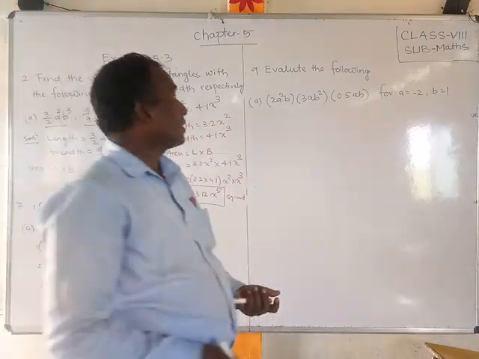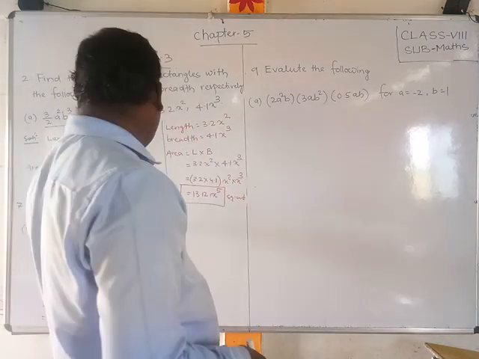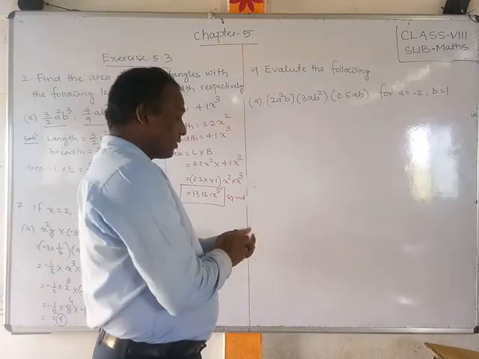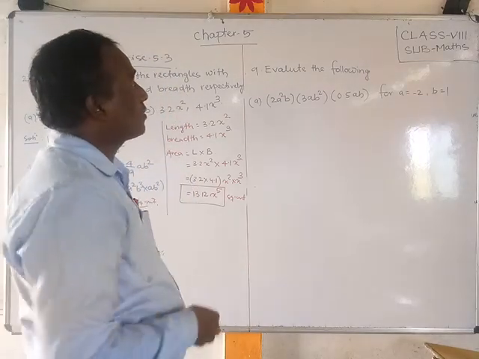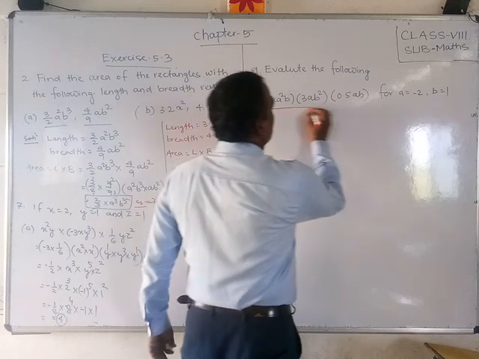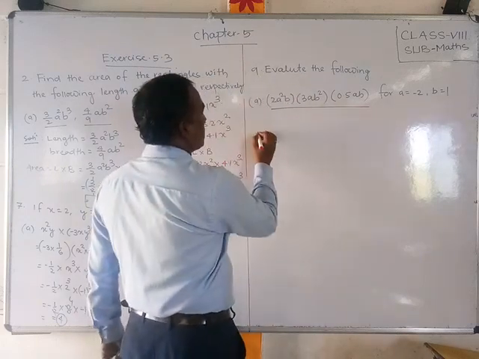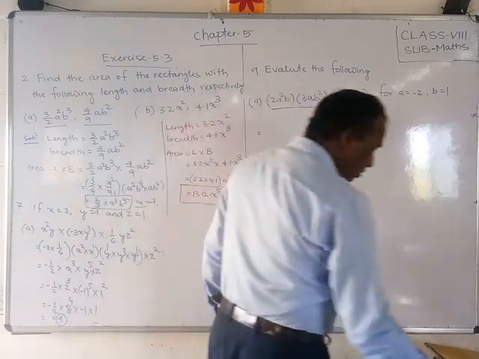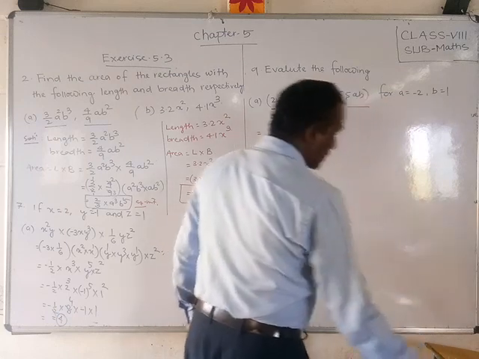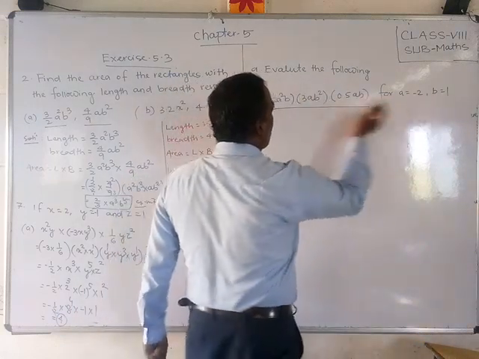Now students, here also the same thing in 9th bit. The remaining bits you should do yourself. I will see another one also. Evaluate the following, students. First multiply in this question. You can understand what the question is given to you: evaluate the following for a is equal to -2, b is equal to 1.